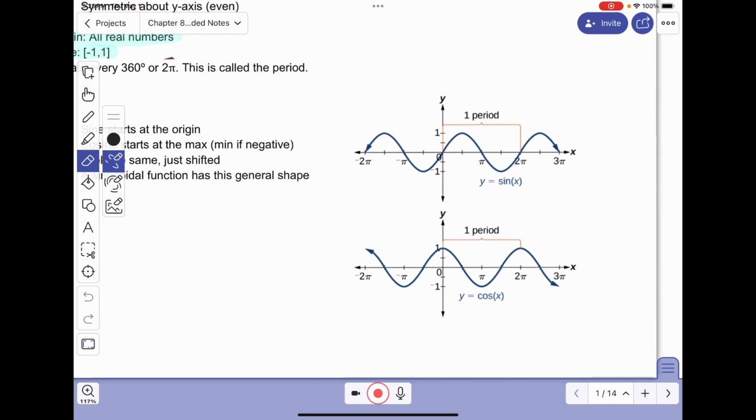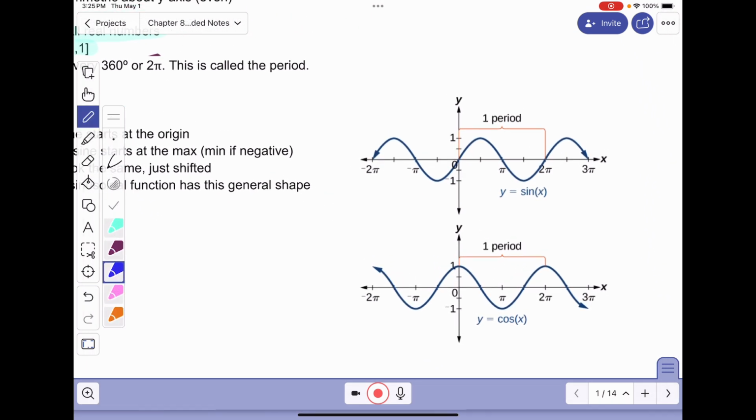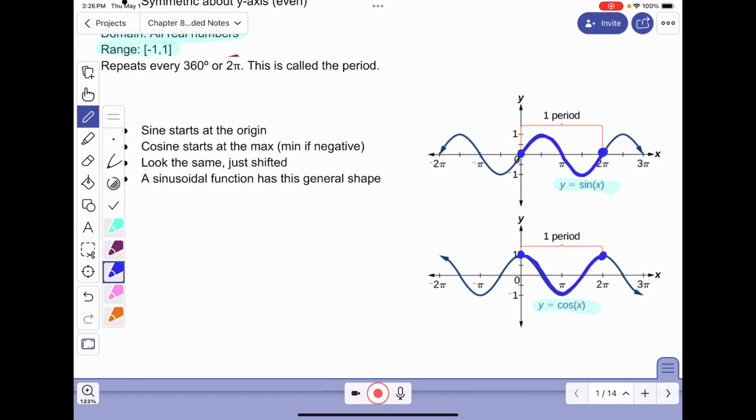So here are sine and cosine together. This top one is sine. The bottom one is cosine. They look very similar. With shifts, you can put them right on top of each other. Sine always starts at the origin, where cosine starts at the maximum. The period is when it returns back to that point. So for sine, you go back to the origin. For cosine, you go back to the maximum.